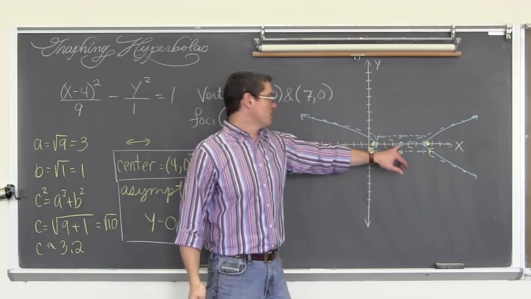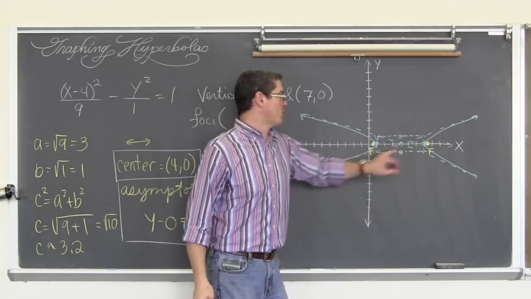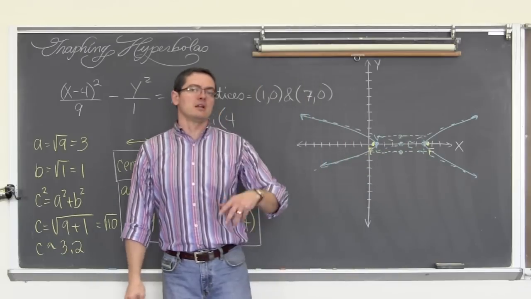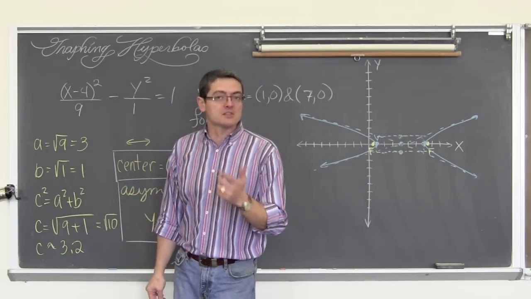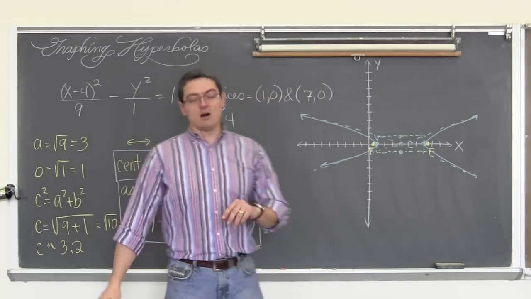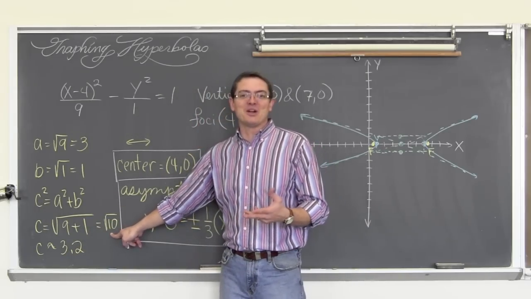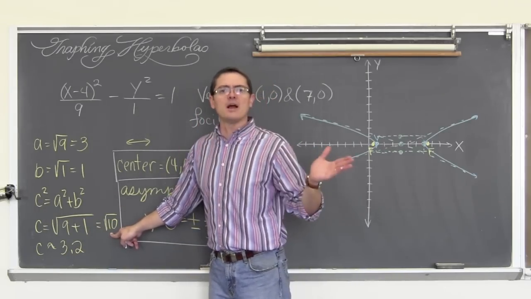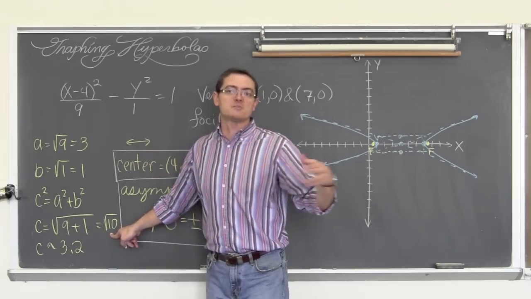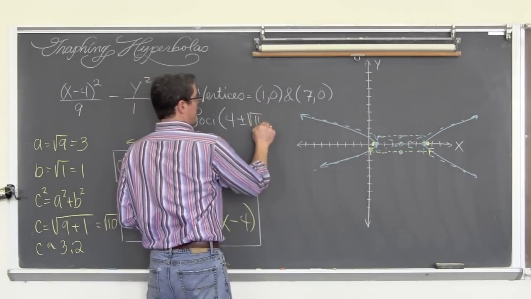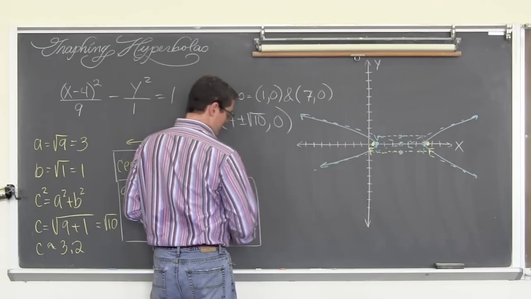we have the center, which again is at (4, 0), and the graph is moving horizontally. And of course, if you move left and right, you change the x values. So the foci are c units away from the center. So you can go, well, I want to move left and right. That's going to make the x smaller and the x bigger. So 4 plus or minus the square root of 10, comma, 0.